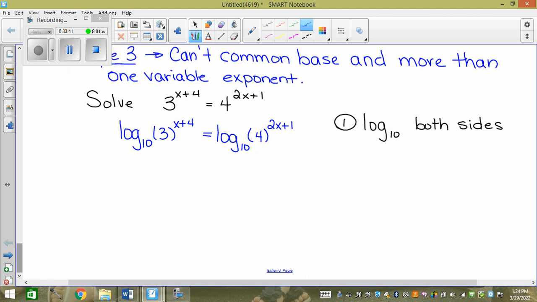Now, why the heck did I log base 10? Because now I can take those exponents and I can do what with them? I can drop them in front because that's a rule with logs, correct? Then is my problem gone? Yeah, now I have a whole bunch of math to do, but my problem is fixed. Now I just got to work with it. So, step 2 is drop the exponent in front.